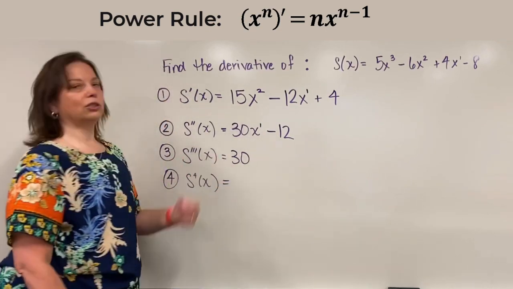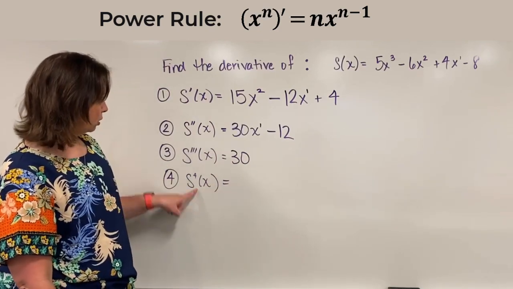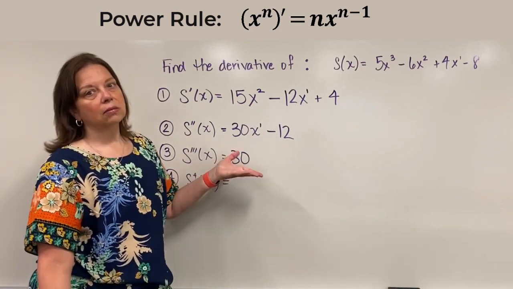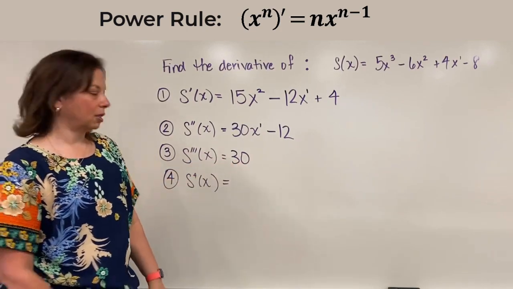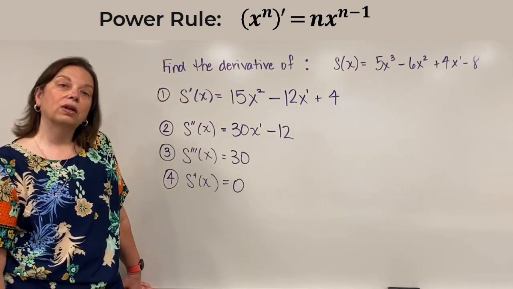Well, the third derivative was just a constant number 30. So as you might imagine, the fourth derivative, which is the derivative of this function, since it's just 30, constant, the derivative is just 0. So now I have a function that by the fourth derivative, I get 0.